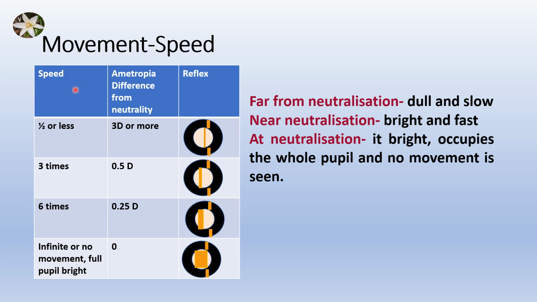This is shown here. This is the speed. This is how far away we are from the neutralization point. This is pictorially showing the speed of the movement. When far from neutralization, the reflex is dull and slow. When approaching near neutralization, the reflex becomes brighter and faster till at neutralization it is bright, occupies the whole pupil, and no movement is seen.